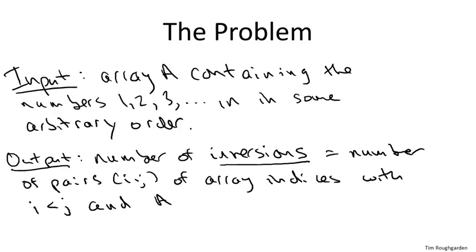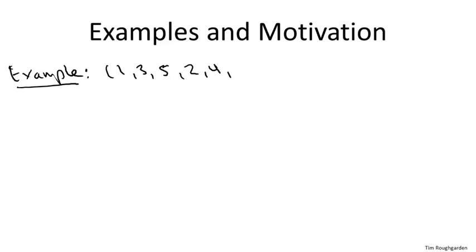One thing that should be evident is that if the array contains these numbers in sorted order, if the array is simply 1, 2, 3, 4, all the way up to n, then the number of inversions is 0. The converse you might also want to think through: if the array has any other ordering of the numbers between 1 and n other than the sorted one, then it's going to have a non-zero number of inversions. Let's look at another example. Suppose we have an array of 6 entries, so the numbers 1 through 6 in the following order: 1, 3, 5, followed by 2, 4, 6.